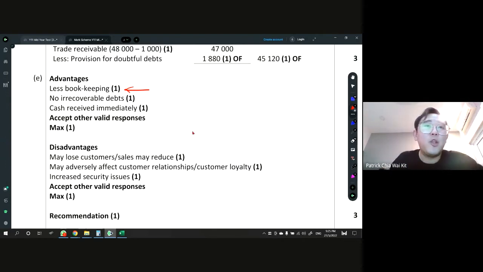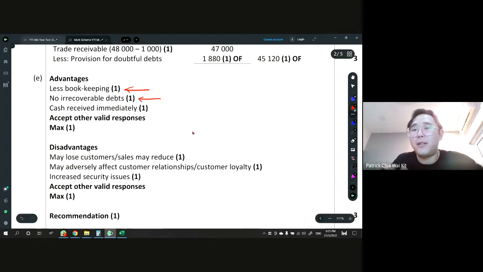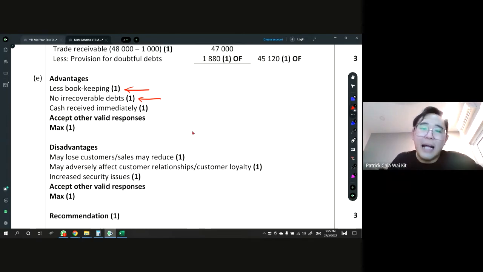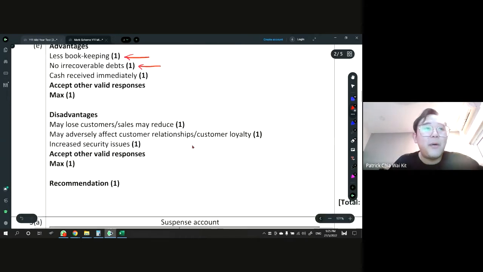Then, no irrecoverable debts. If you don't sell on credit, there will never be bad debts. If you receive cash immediately, no problem with money. And also accept any other valid answer. Anything that really makes sense, we will accept. Okay, let's look at the disadvantages.